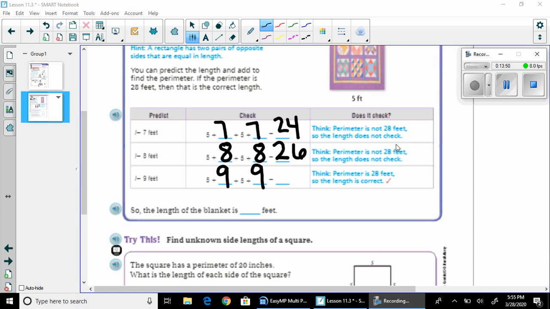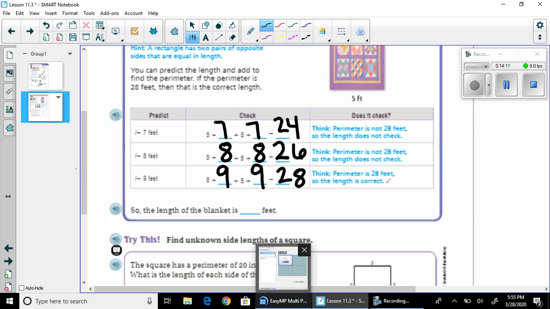All right, so again, when we're adding, we like to find doubles, and we have 2 sets of doubles here. So 5 and 5 is 10. We have another set of doubles, 9 and 9 is 18. So 10 plus 18 is 28. So you should have got a perimeter of 28. If we go back up to our question, it told us that our perimeter is 28. So it looks like we found our correct lengths. So our 2 missing sides, or our 2 lengths we are missing, were 9 feet.